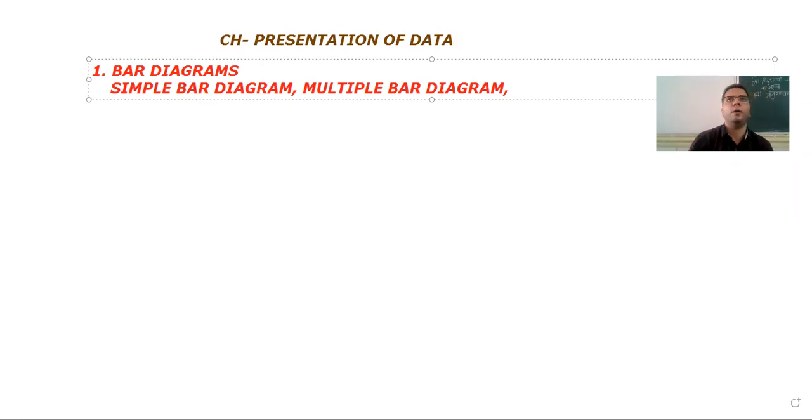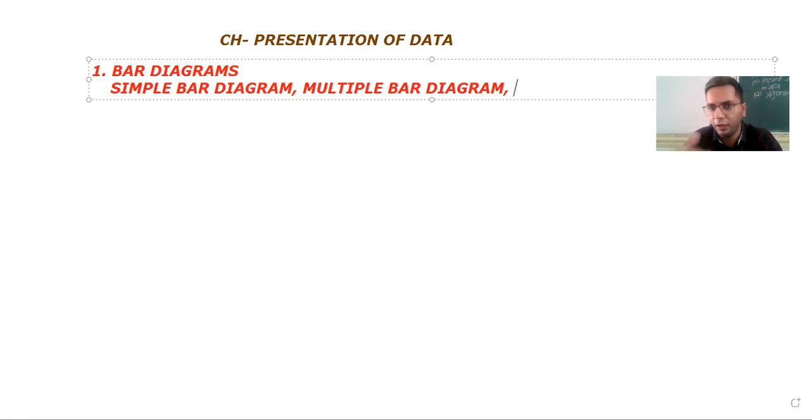For example, birth rate and death rate: two things you have to present on a single diagram, so you can go for a multiple bar diagram. But if I need to represent only the birth rate, then I'll go for the simple bar diagram, because there would be only one thing to make. In multiple, I have more than one thing to make, so I'm going for the multiple bar diagram. After simple and multiple bar diagrams, the next diagram is, of course, the pie chart.